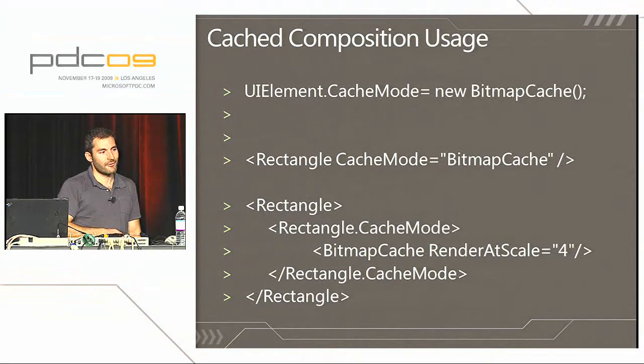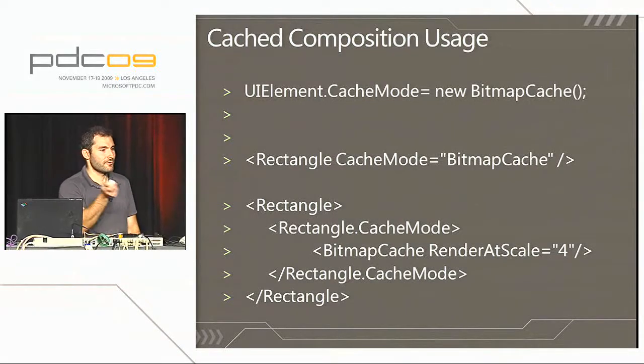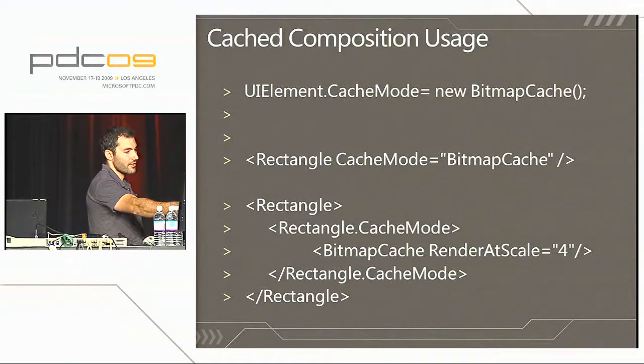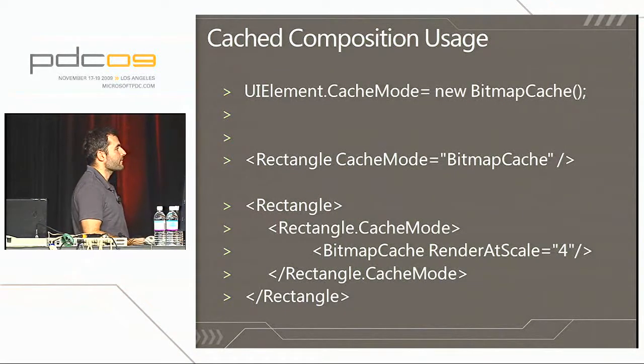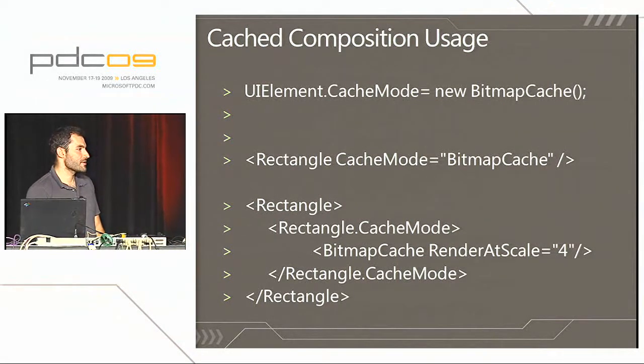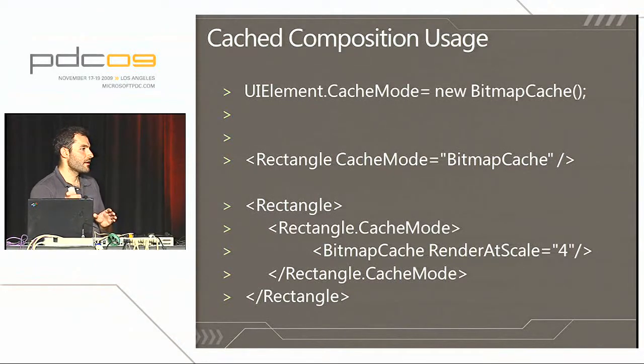Usage is very straightforward. Top line is one line of C#. You just set your UI element's cache mode to a new instance of a bitmap cache. In XAML, you can do it again in a single line, or if you want to be more explicit, you can go ahead and set your render at scale. So here the render at scale is being set to 4, meaning your cache is being generated at 4 times the size of the target subtree.